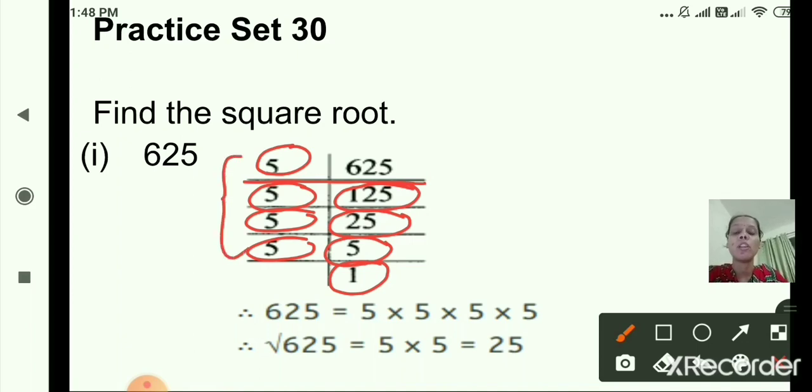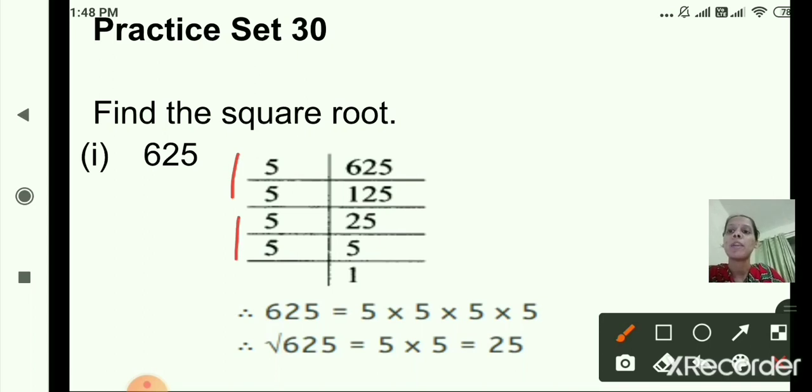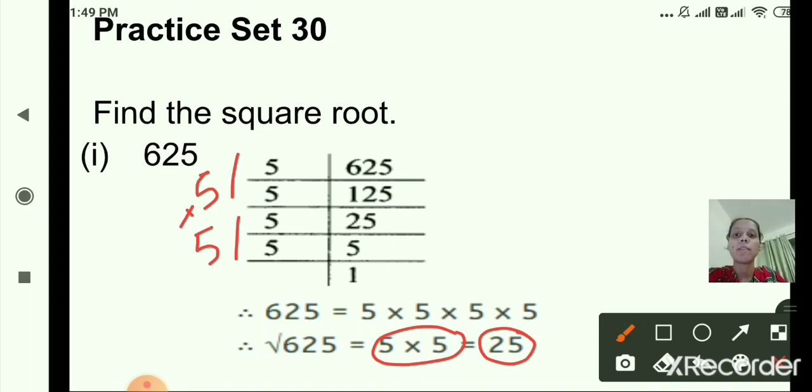You will write down all the prime factors, then pair the factors. From each pair you will take one factor and multiply. This is one pair and this is the second pair. So from this pair you will take one factor and from this pair you will take one factor and multiply. 5 multiplied by 5 is 25. So what is the square root of 625? The square root of 625 is 25. Now we'll move to the next sum.